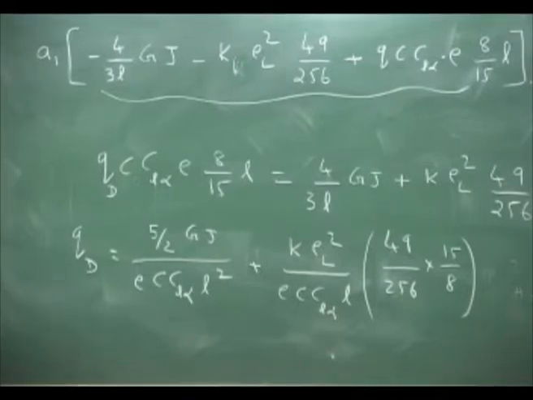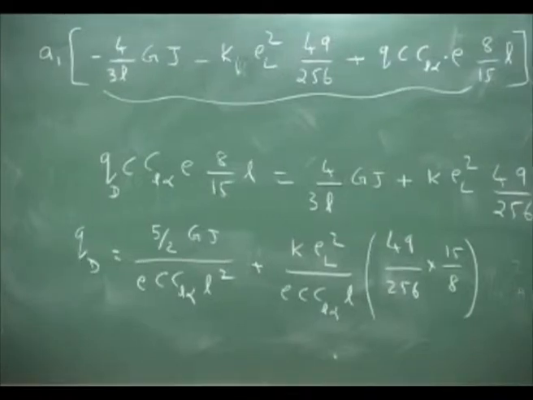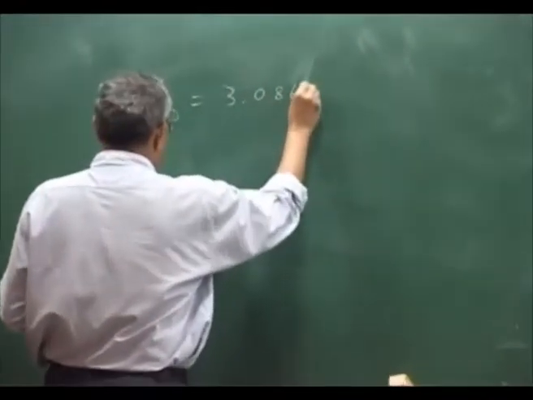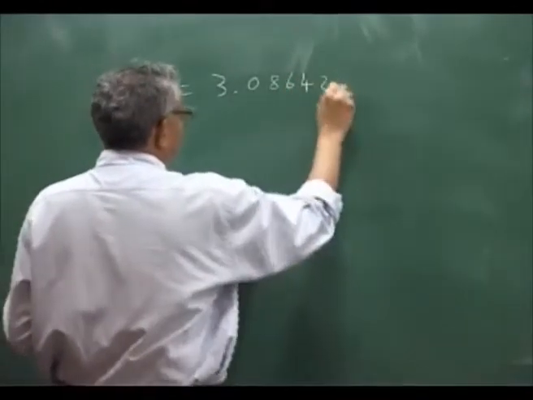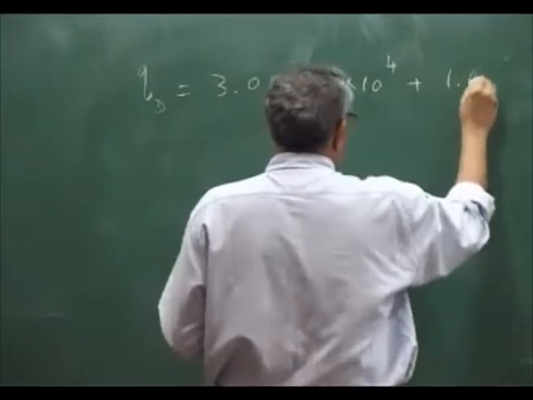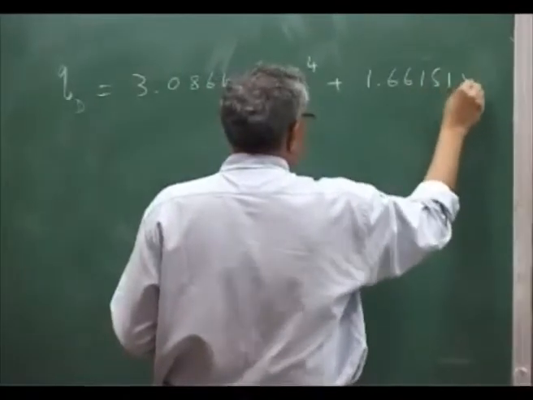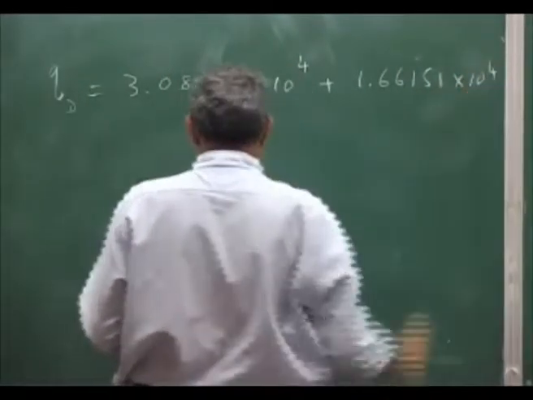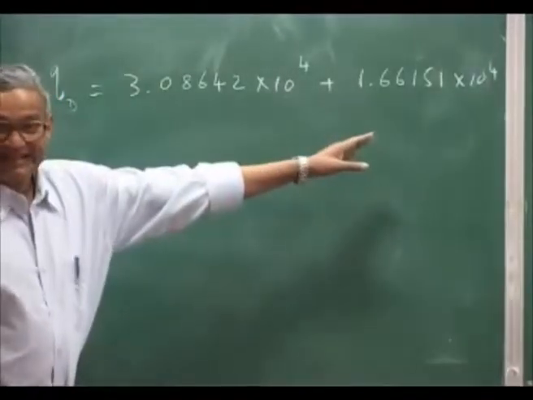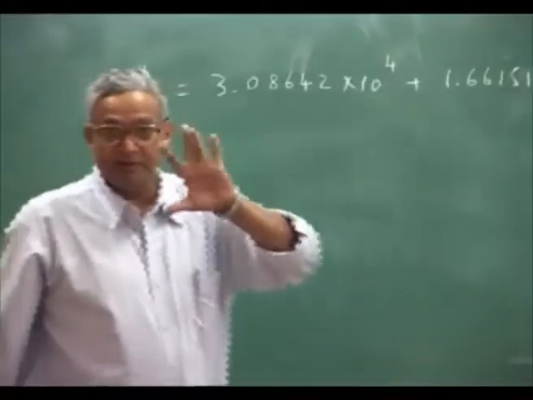If you substitute and simplify all the values, the final answer is 3.08642 × 10^4 plus 1.66151. I am keeping both of them separately just to see the effect of that spring alone.